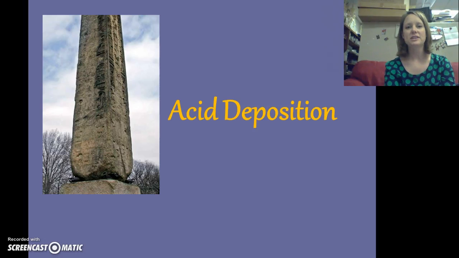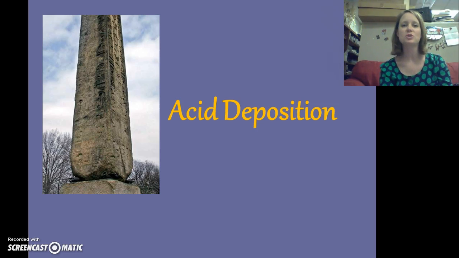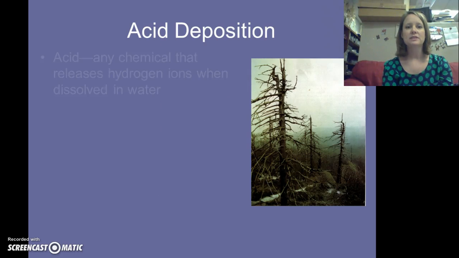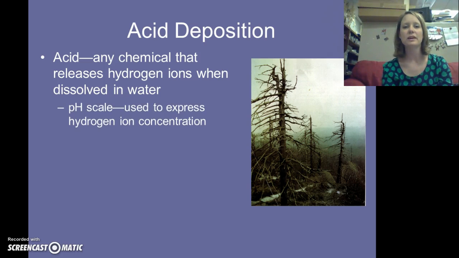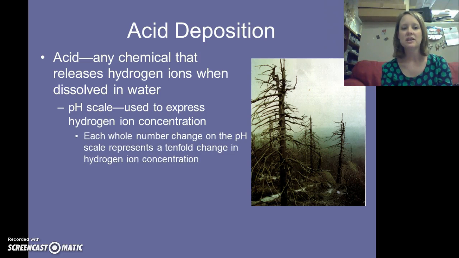Acid deposition is one of the things that can happen as a result of air pollution. It is considered one of our secondary pollutants because it's usually a chemical reaction between one of our primary pollutants and water vapor. So an acid is any chemical that releases hydrogen ions when it's been dissolved in water, and we use the pH scale to express that hydrogen ion concentration.